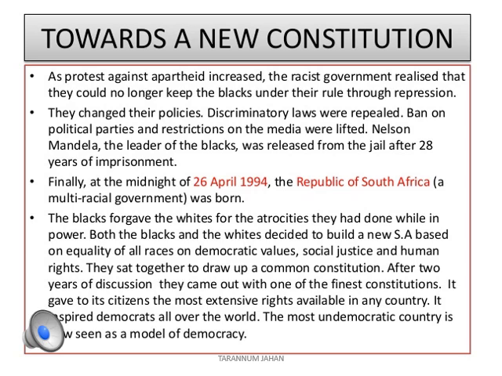They came out with one of the finest constitutions. It gave its citizens the most extensive rights available in our country. It inspired democrats all over the world. The most undemocratic country is now seen as a model of democracy.